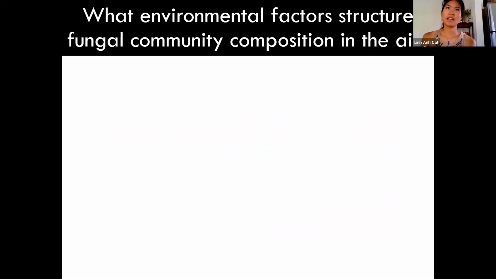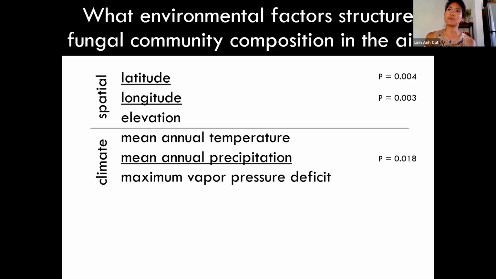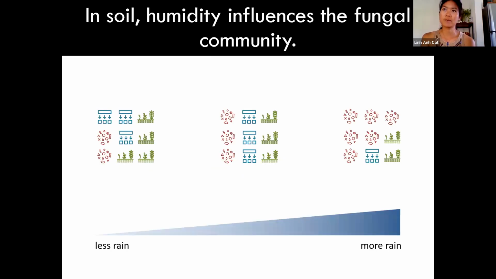And I did the same thing in the air. So we used the spatial and climate factors. And the most important thing for fungal communities in the air is how much rain you get and where you are. And the factor that explains how those communities look the most is actually the rain. So you'll see differences in areas that receive more rain versus less rain.